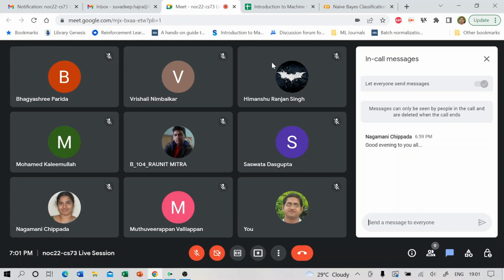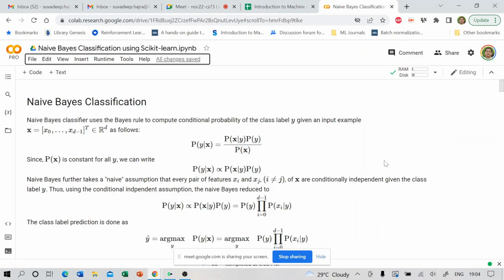So naive Bayes classification is already covered in the class. I hope that you already have some idea about the mechanism of the classification. Can anyone briefly tell what is naive Bayes classification, and how it's different from the other classifiers?